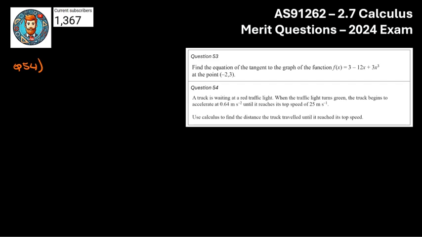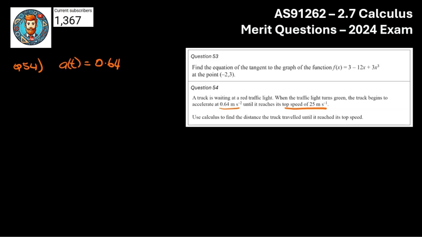When the traffic light turns green, it begins to accelerate at this here. So this is actually part of our formula. So our acceleration in terms of time is equal to 0.64 until it reaches its top speed. Use calculus to find the distance the truck has traveled until it reached its top speed. So I guess the first thing to note is we're trying to find the distance, which is displacement. So we're going to need a displacement formula. So we're going to need to integrate twice to do that.